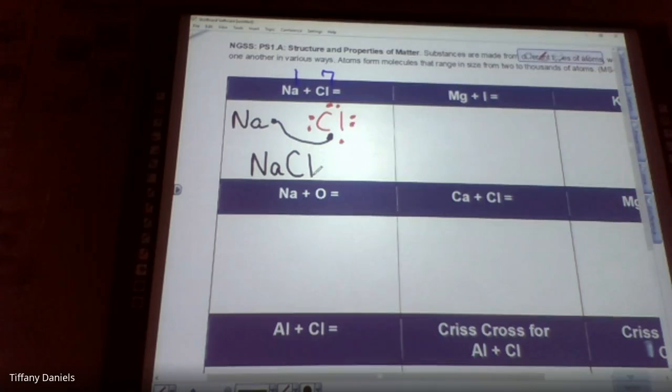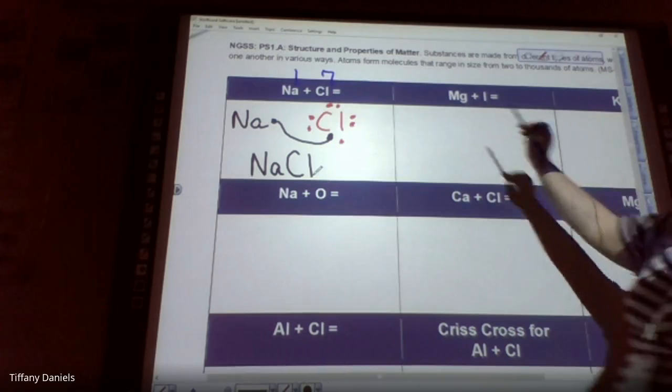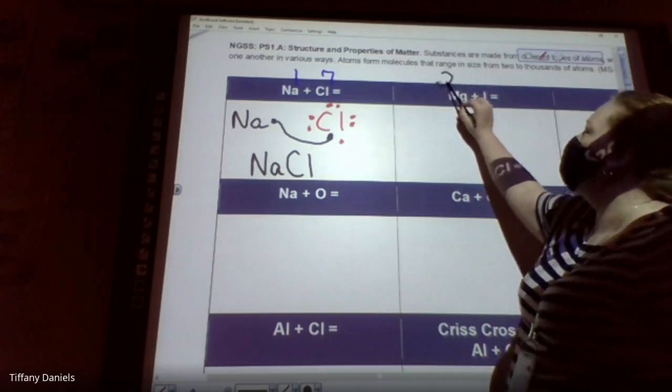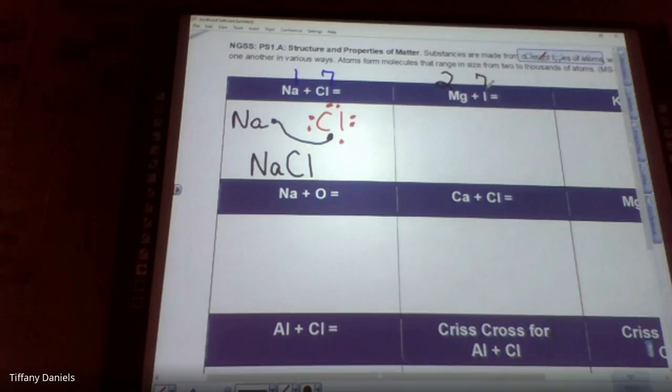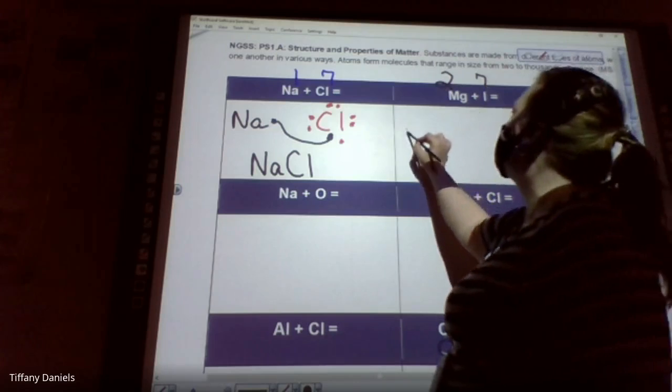Questions about that one? When it's 1 and 1, it makes things so pretty. All right, magnesium is in group 2. Iodine is in 7. So start with your magnesium, and it's 2 dots.